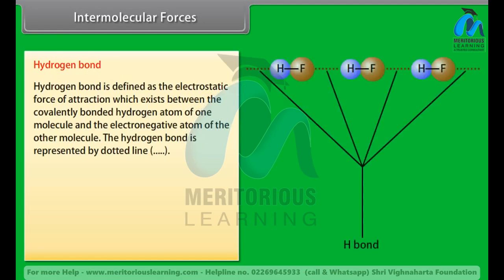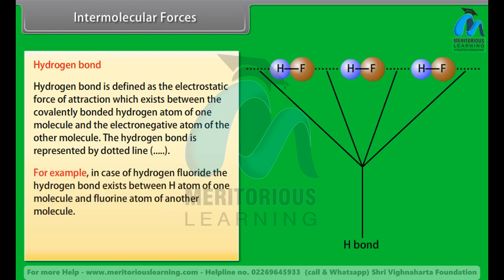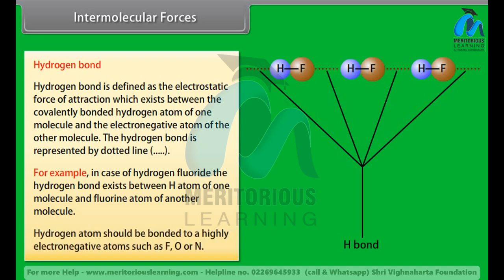Hydrogen bond. A hydrogen bond is defined as the electrostatic force of attraction which exists between the covalently bonded hydrogen atom of one molecule and the electronegative atom of the other molecule. The hydrogen bond is represented by a dotted line. For example, in hydrogen fluoride, the hydrogen bond exists between the H atom of one molecule and the fluorine atom of another molecule. The hydrogen atom should be bonded to a highly electronegative atom such as fluorine, oxygen or nitrogen. The larger the electronegativity of the other atom, the greater the strength of the hydrogen bond.